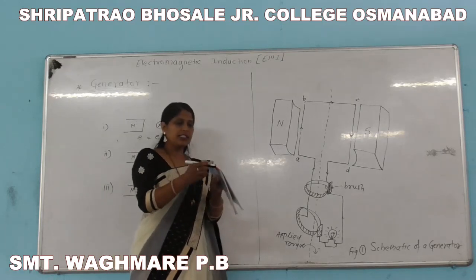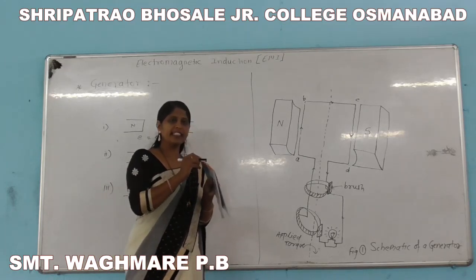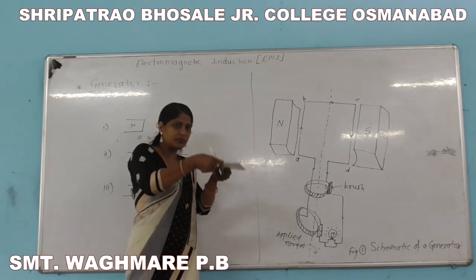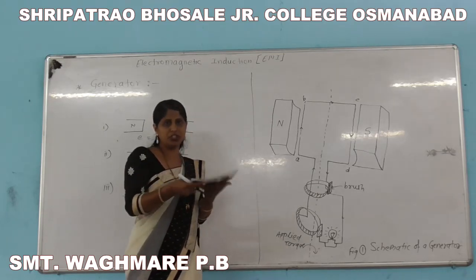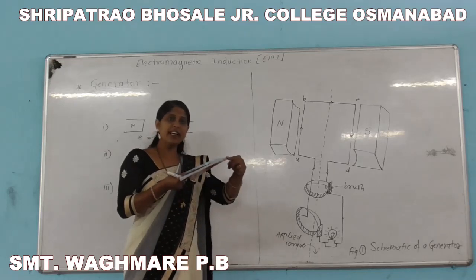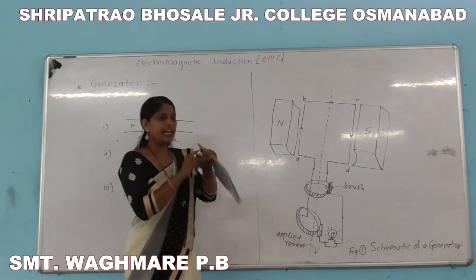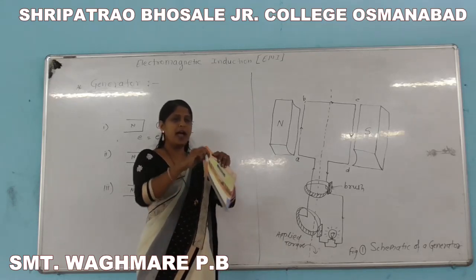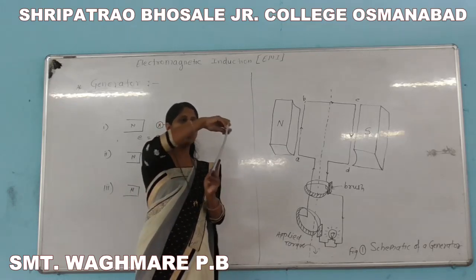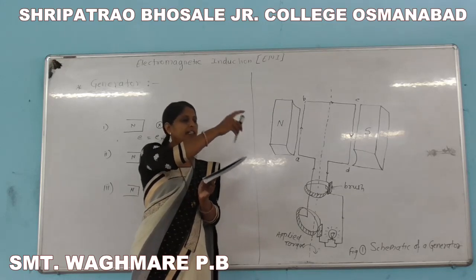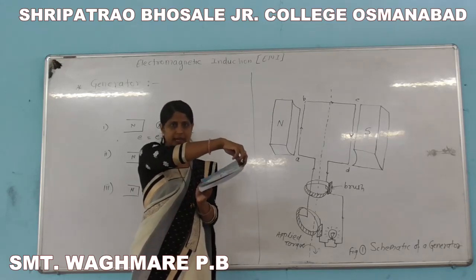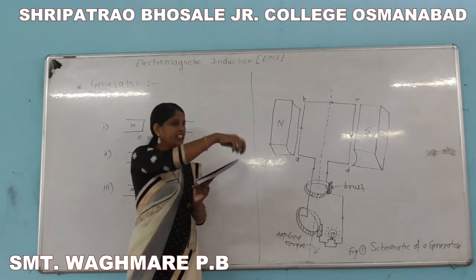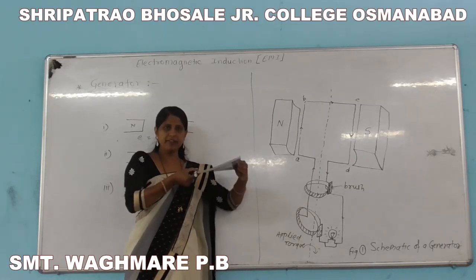But this is the direction of current at this position, upward direction. When this coil is here in this position, then the direction of current again changes. First of all, here the direction of current is like this, and when this coil rotates like this, the direction of current becomes like this. That is, this is the outward direction and here this is the inward direction.